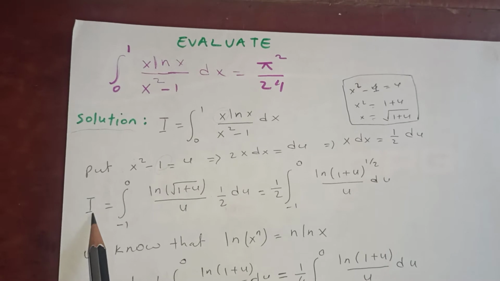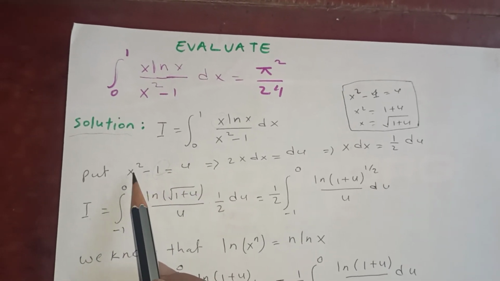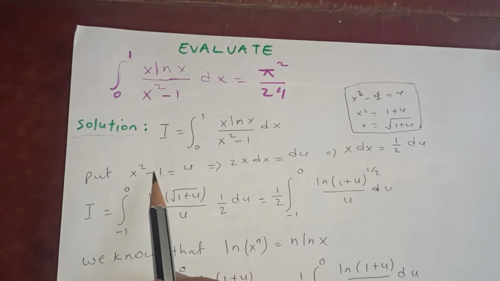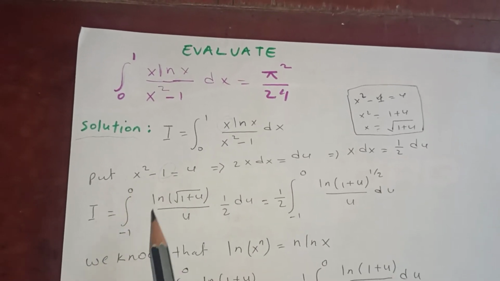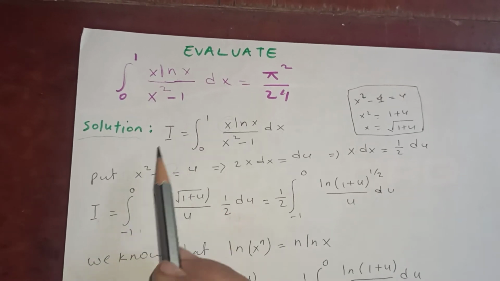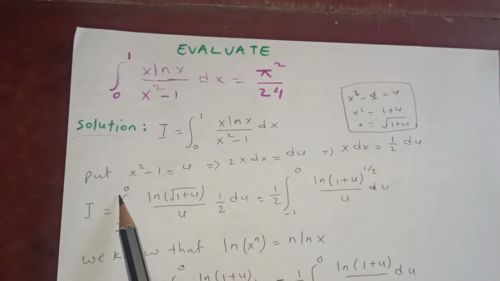Now our integral I is equal to the integral from, when you put 0 in place of x, when x tends to 0, then u will tend to negative 1, right? 0 minus 1 is minus 1. When x tends to 1, 1 squared is 1, 1 minus 1 is 0, so u will tend to 0.